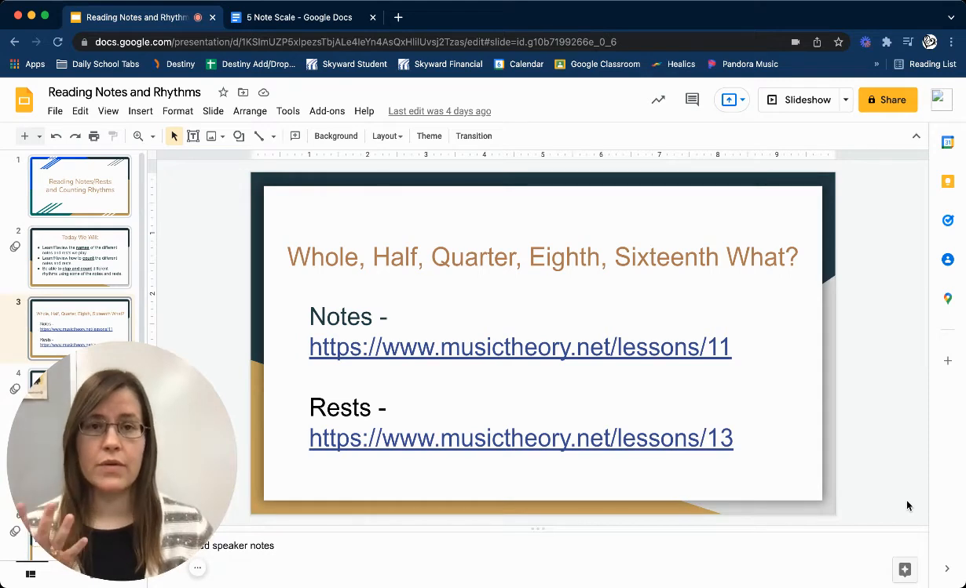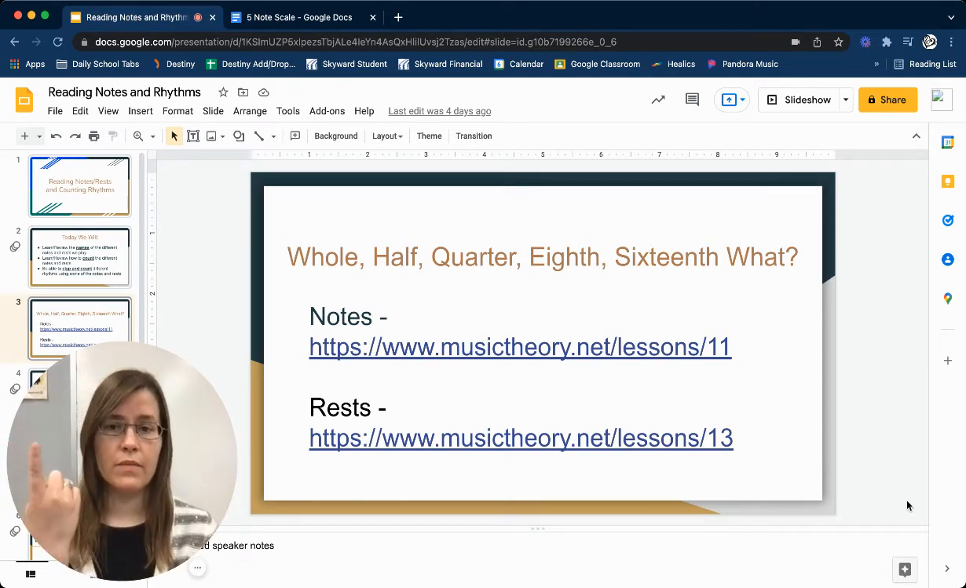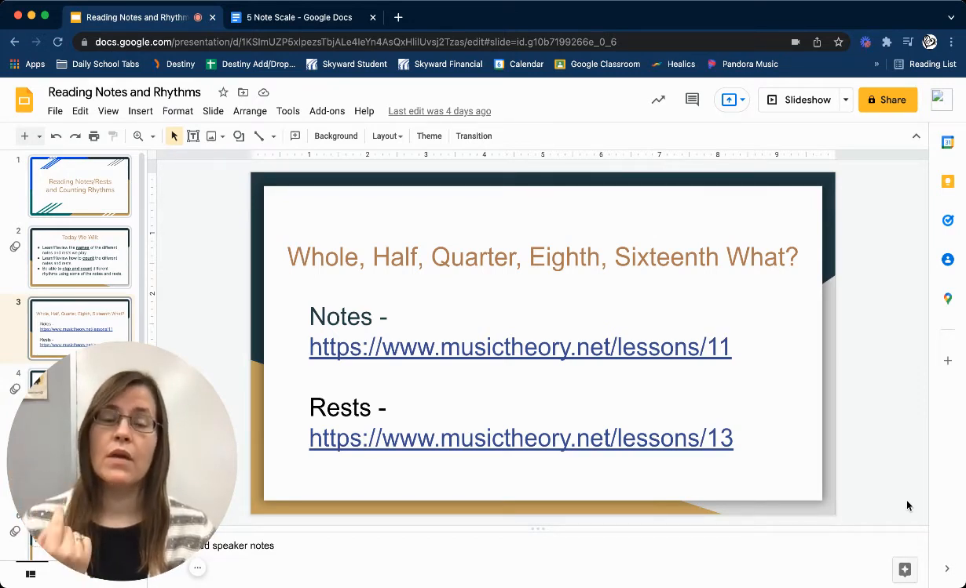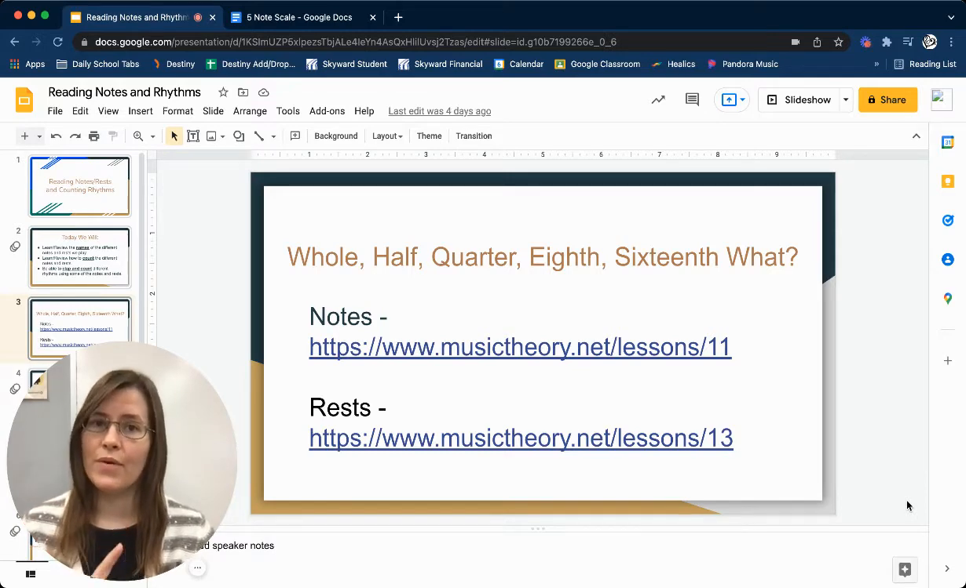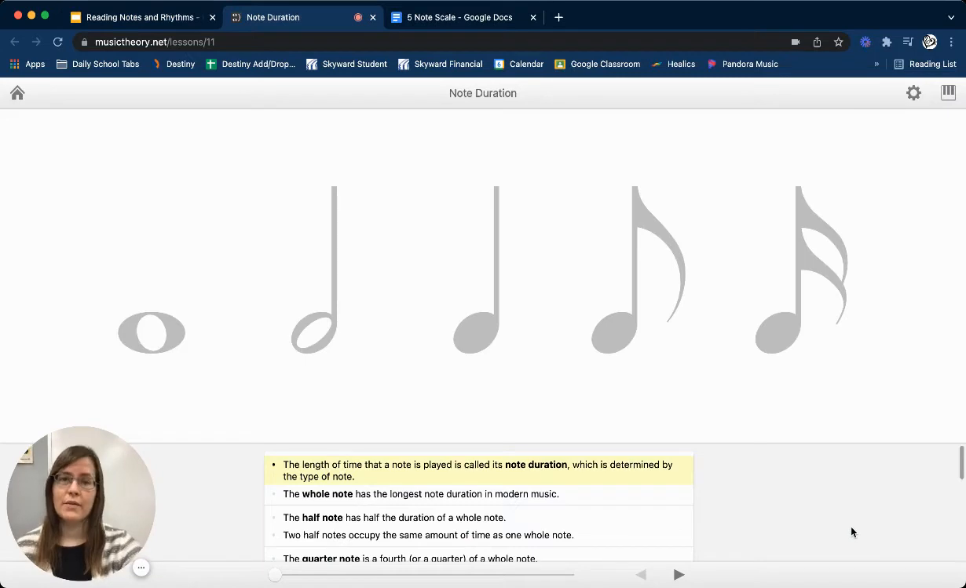A whole note is worth 4 beats. So if I play it, it will be 1, 2, 3, 4. Half note is worth 2 beats. 1, 2. Quarter is worth 1, 1. Eighth is worth half of a beat, 1. And 16th is a quarter of a beat. Very short.